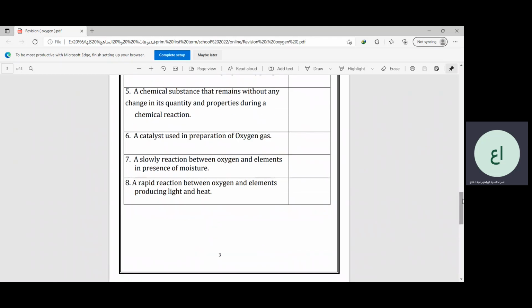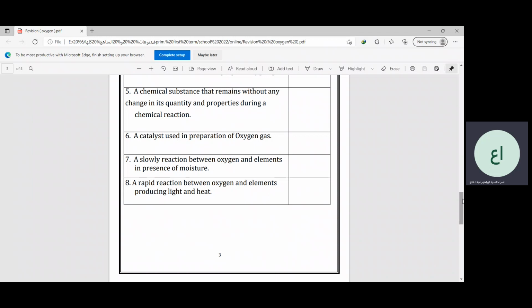Number 5: a chemical substance that remains without any change in its quantity and properties during a chemical reaction. ولا بتغير في quantity ولا بتغير في properties. اوكي، during a chemical reaction هي الكاتاليست. وكان الكاتاليست الموجود في ال preparation of oxygen كان المنجنيز داي أكسيد.